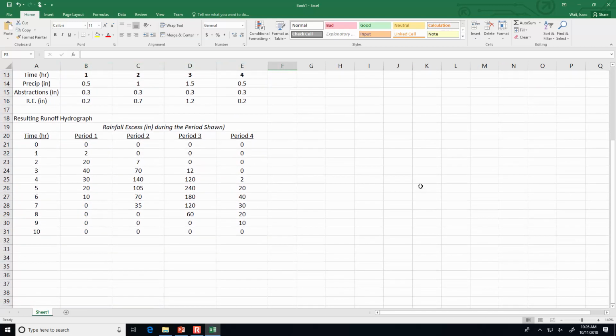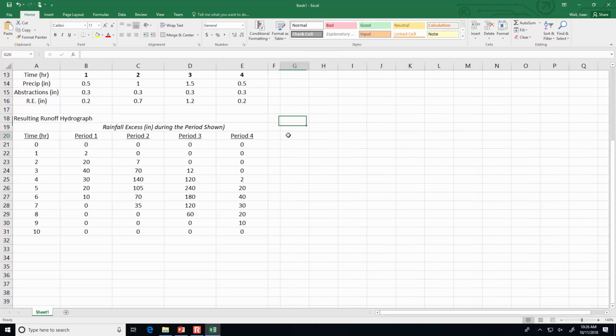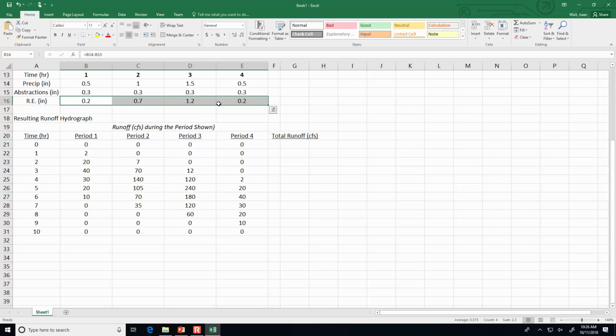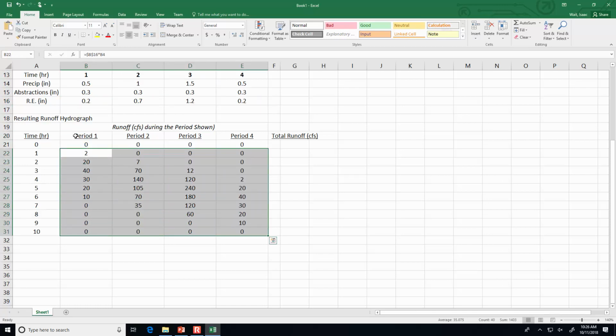Okay, so then the final thing is we're going to have a column that is the total runoff. So this is the total runoff, and this is in terms of CFS. I mislabeled this. I should have called this the runoff in CFS during the period shown. We were using this was the rainfall excess, and each one of these is runoff in terms of CFS. So I apologize for that discrepancy.